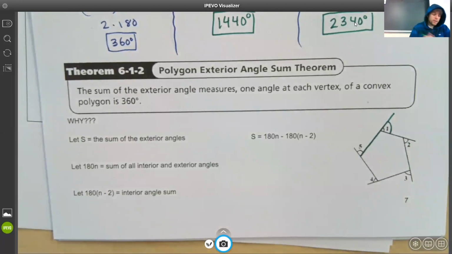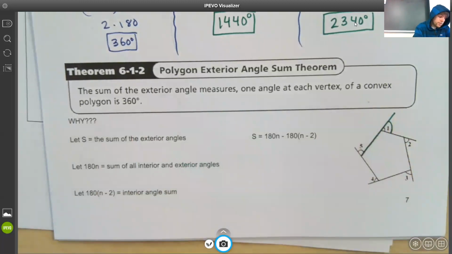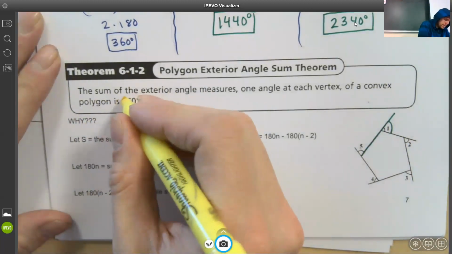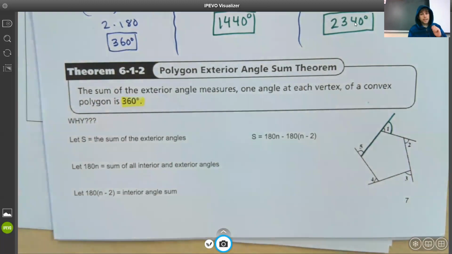All right, so the polygon exterior angle sum theorem says this: they add up to 360, no matter what. Doesn't matter if it's a triangle or a pentagon or an octagon or a 30-gon, they always add to be 360. That's useful. That means we don't have to memorize a bunch of stuff. Always 360, doesn't matter the number of sides.